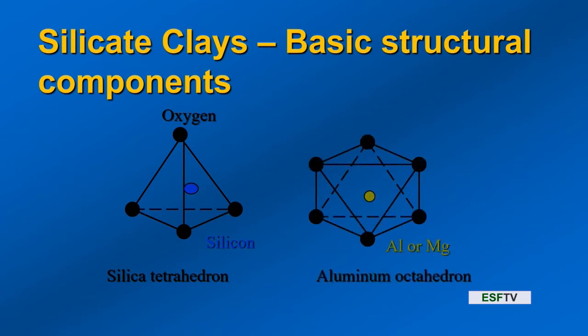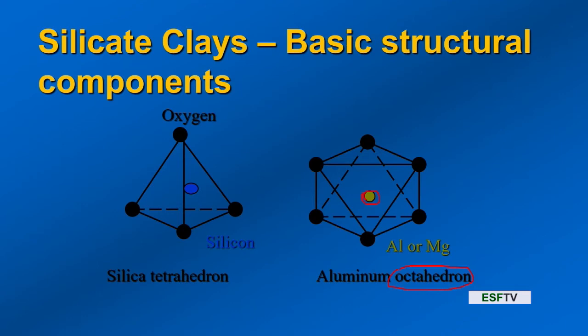The other building block is the aluminum octahedron. Here's aluminum, and sometimes magnesium. We'll talk about why and when, but aluminum in the center is coordinated with 6 hydroxyls, giving an 8-sided figure. If you roll this around like a dice, a dreidel, I don't know, but at any rate, 8 sides, and hence octahedron. Again, aluminum, sometimes magnesium, covalently bonded with these 6 hydroxyls: the aluminum octahedron.